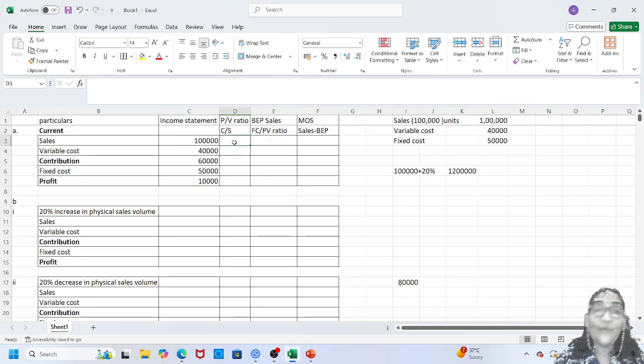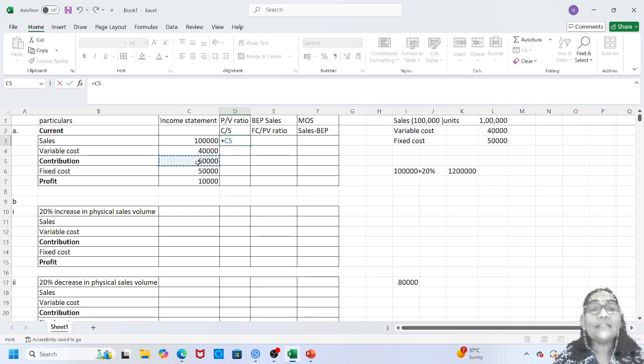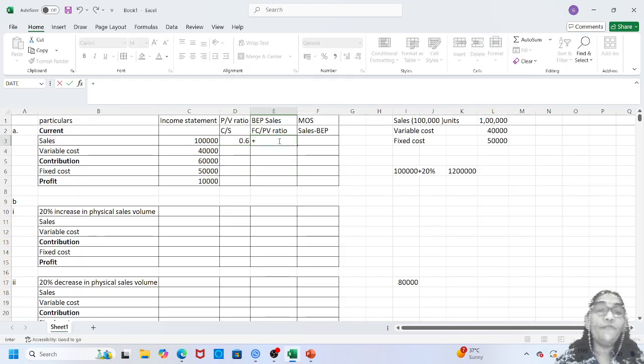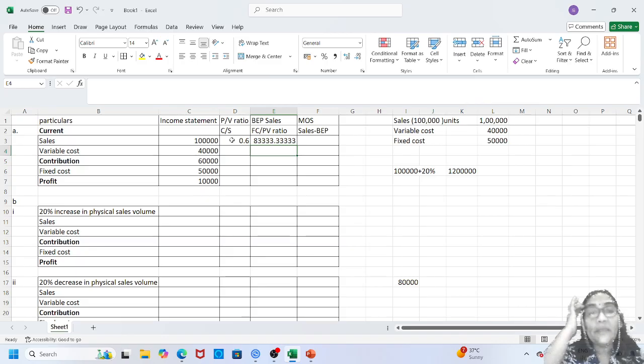PV ratio, which is also known as the contribution sales ratio, is calculated as contribution, that is 60,000, divided by the sales, that is 1 lakh. So here the CS ratio is 0.6. The BEP is calculated as fixed cost divided by the PV ratio. Here the fixed cost is 50,000. We divide it with the CS ratio and we get the BEP sales. That is, we require a sales amount of 83,333 to recover all our variable cost as well as the fixed cost.